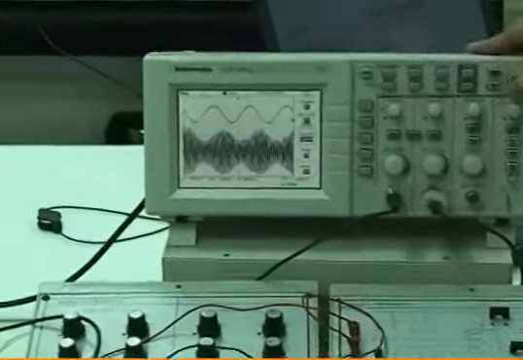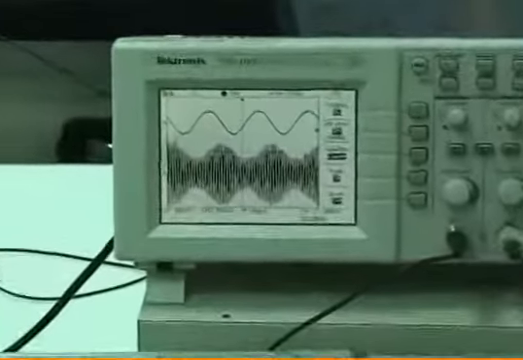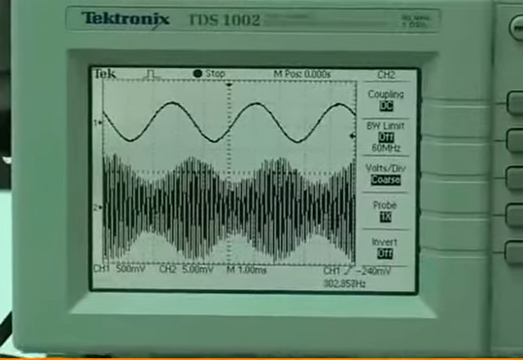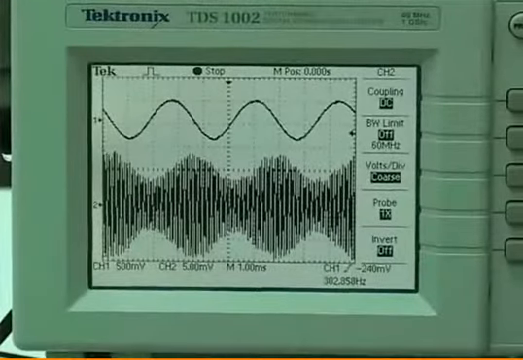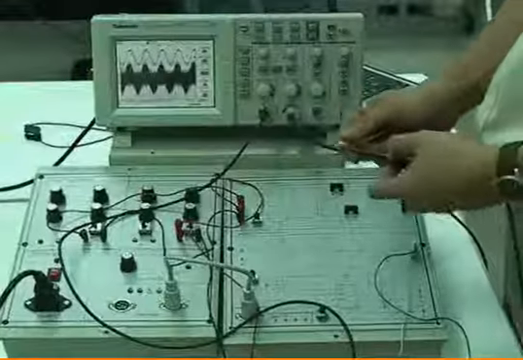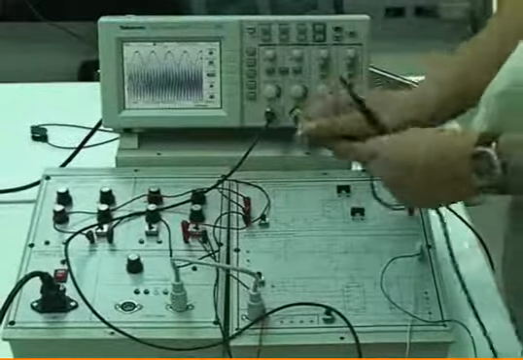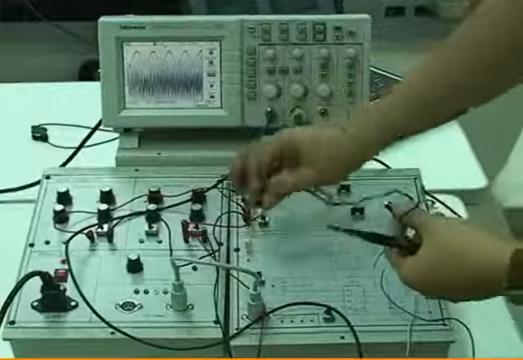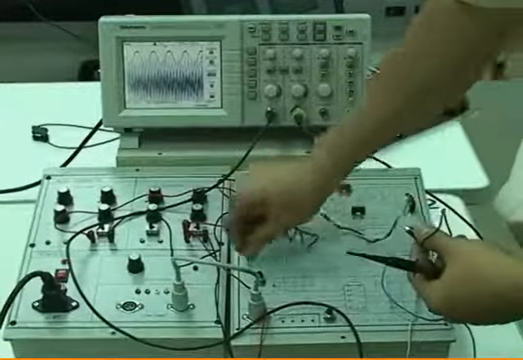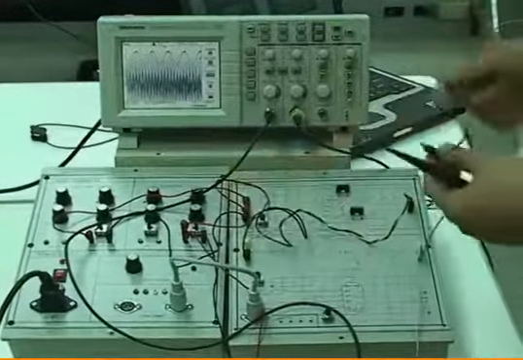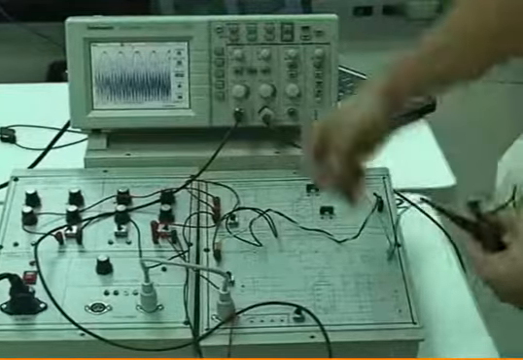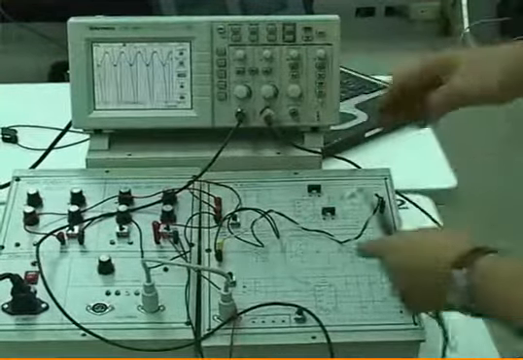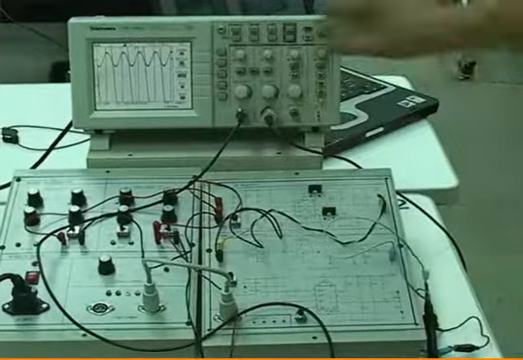So now we have done the AM modulation experiments and are ready to do the demodulation experiments. To do the AM demodulation experiment, we connect the output of the modulation circuit to the input of the demodulation circuit, and we observe the modulated waveform at the output of the demodulation circuit.